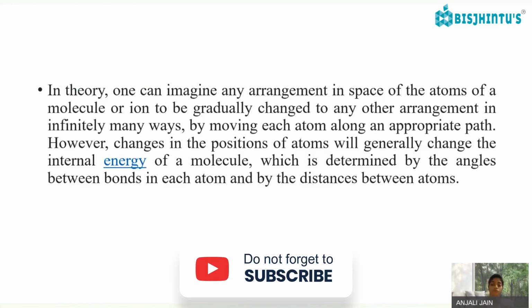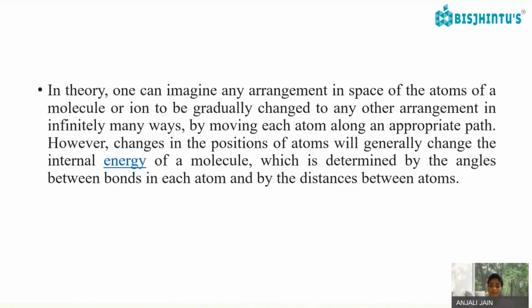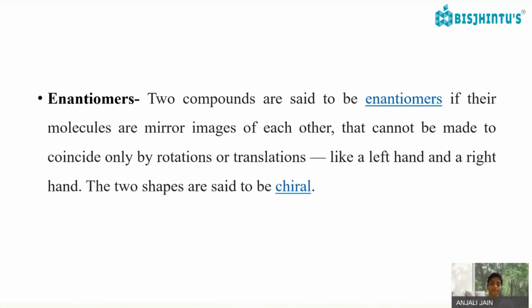So we have to choose a path where the minimum energy is associated, which is determined by the angle between the two bonds. The bond angle will determine the distance between the atoms. If the bond angle is large, then the distance between the two atoms will be large.